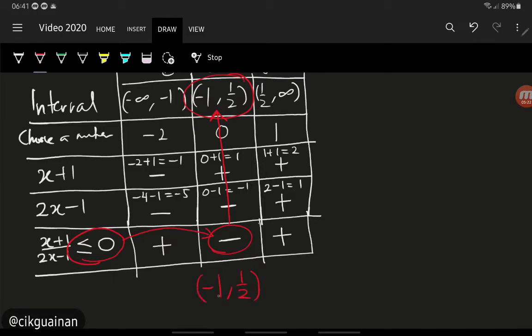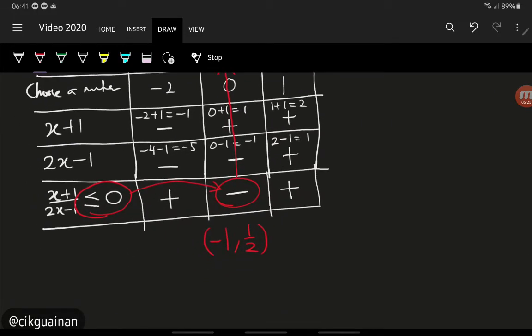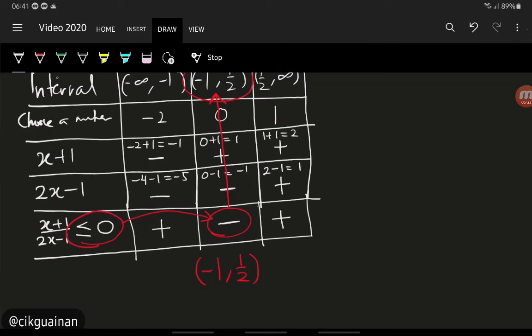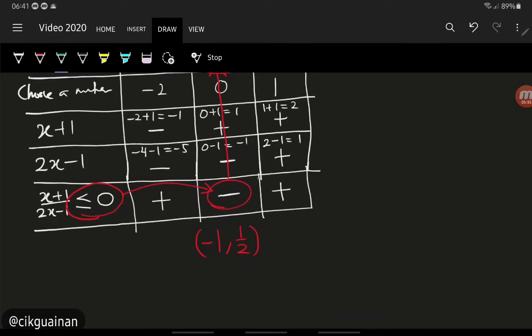Now we have this copied over, but the next step is for us to decide whether the ZOF is included or not. Unlike the first example, where the symbol used is greater than 0, if it's greater than 0 or less than 0, it means the ZOF is not included. But in this case, we have less than or equal to 0, so the ZOF is included.